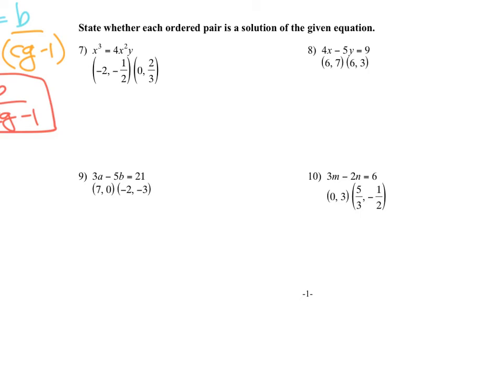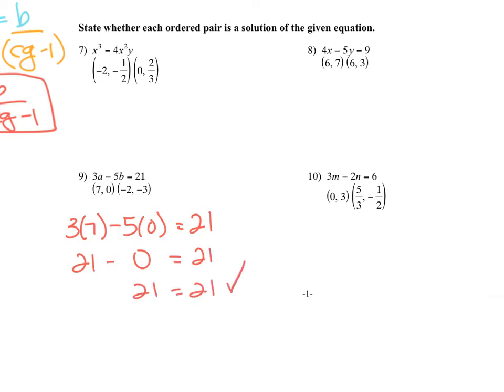To state whether each ordered pair is a solution of the given equation, we did this the other day together, so I'm just going to do one problem. Let's start with number 9. I'm going to plug in my 7 minus 5 times 0 equals 21. This is 0, 21 minus 0 equals 21. 21 equals 21. That works. So this is an actual solution.